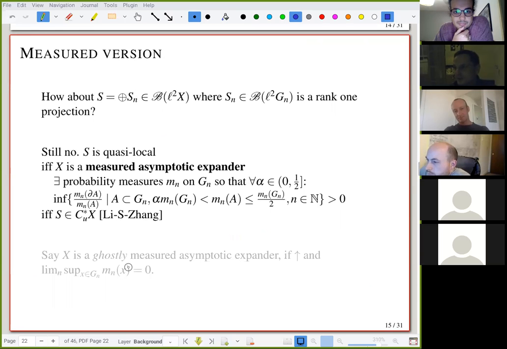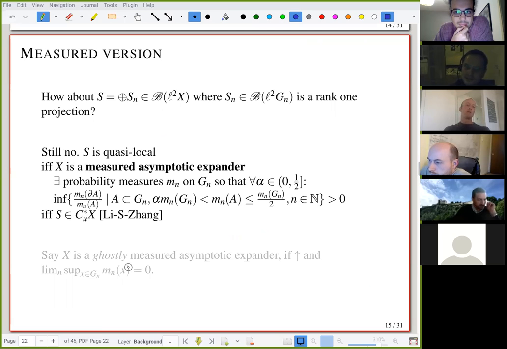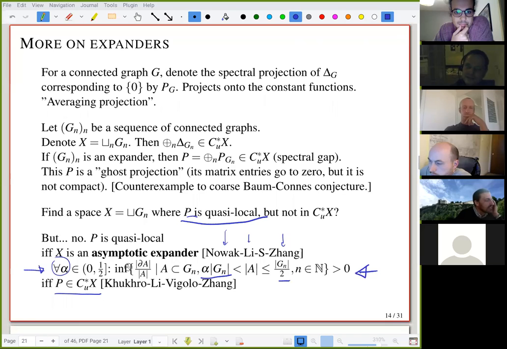Okay, and the newest paper is doing a measured version of this. So let me ignore the measured condition. Let me just say, here we looked at a particular operator, which you can write down without even talking about the row algebras at all, right? You just take a coarse disjoint union of finite graphs, and you write a matrix which is block diagonal, and on each block you have this averaging projection with just the same numbers in.